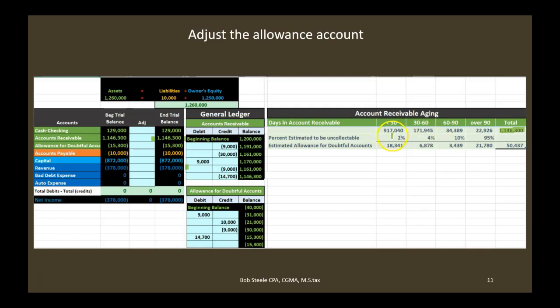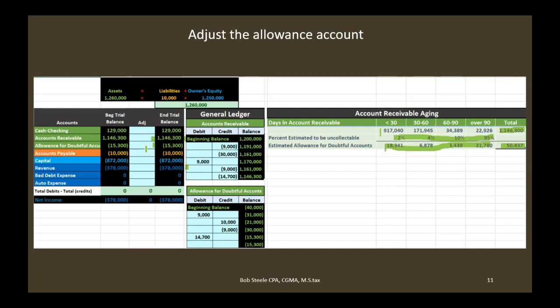So where do we come up with these percentages? We would have to get those from past experience. And again, that's something that in a problem the book would have to give you. In real life, we would have to do some careful analysis in terms of how we would come up with that. But if we multiply that out, this times this, we would come up with these numbers. And that would say that, of the 1,146,300, we think based on this estimate that 50,437 will be uncollectible. Therefore, we still have 15,300 in the allowance account here.